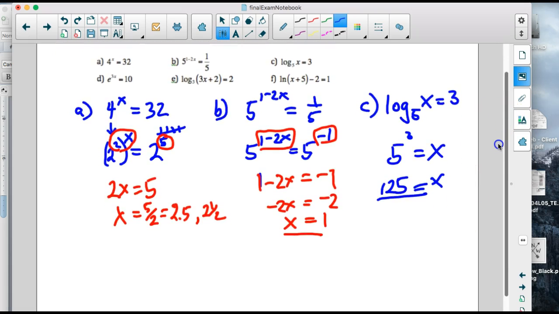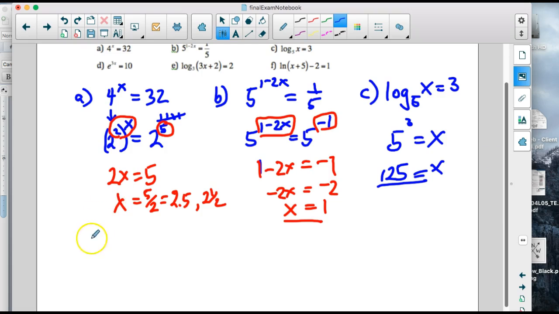And we're going to do that on E and F also. But let's do D first. D is e to the 3x equals 10. So we can't really use equating the bases here because we can't rewrite 10 as e to some power. We don't know what that is unless we had a calculator, and we can't use one here. So we're going to rewrite this. So log base e of 10 equals 3x. So we can solve for x this way.